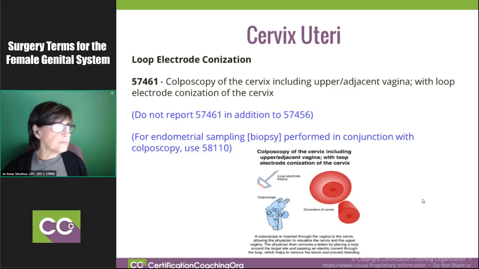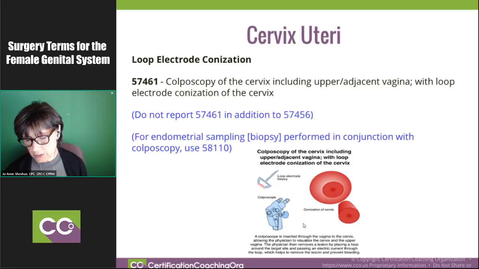Now, in the 57461, the colposcopy of the cervix, including upper adjacent vagina, with loop electrode conization of the cervix, the guidelines tell you do not report this code in addition to the 57456. And for endometrial sampling or biopsy performed in conjunction with the colposcopy, you would also use the 58110. And again, this is the loop electrode biopsy.